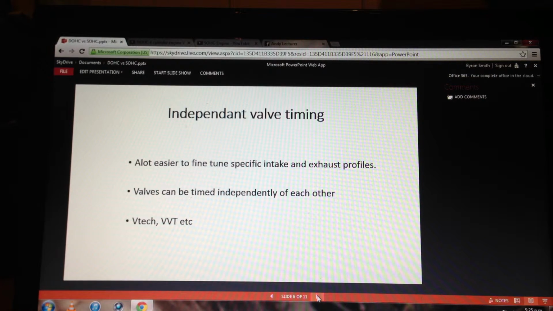It is a lot easier to fine-tune the specific intake and exhaust profiles, and the cams can be timed independently of each other. It also makes things like VTEC, VVT, and other variations of independent valve timing possible.